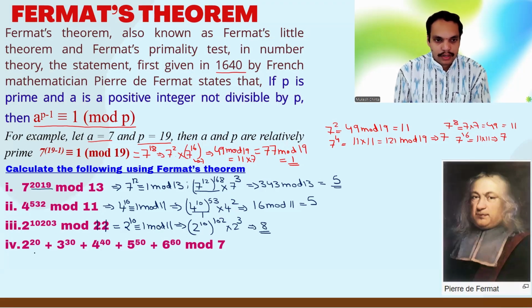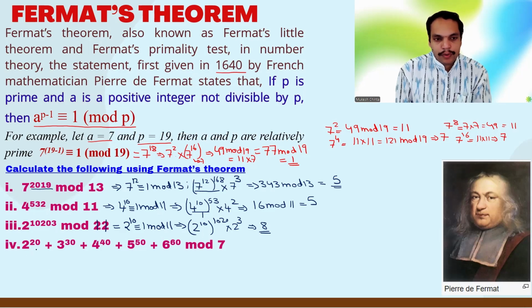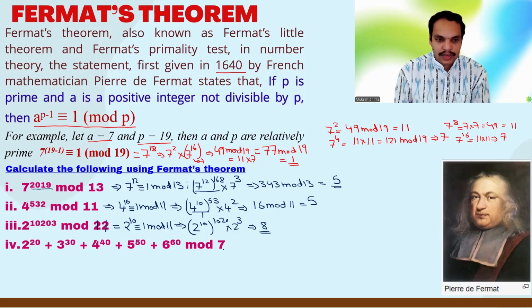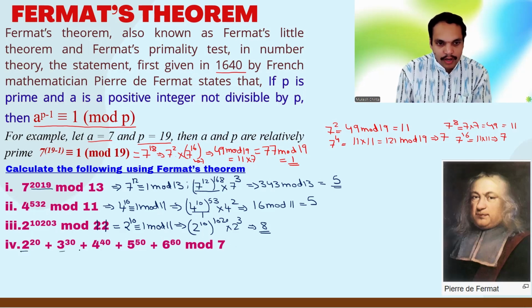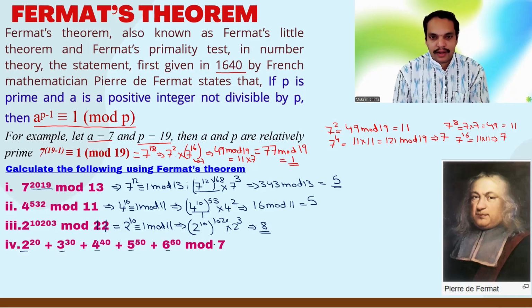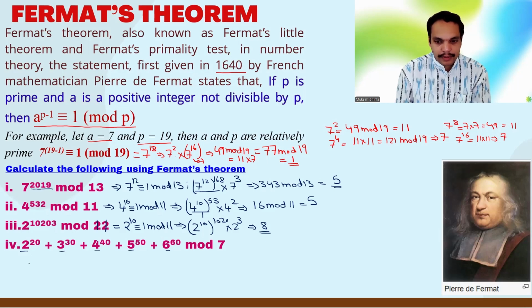Okay, so next, here comes this one. How do you do this? 2 power 20 plus 3 power 30 plus 4 power 40 plus 5 power 50 plus 6 power 60 mod 7. How do you do this calculation? Once again, you please check whether these numbers are relatively prime to 7 or not. That means they don't have any other multiple in common. In that case, I can simply break it down, since mod 7 means 6.